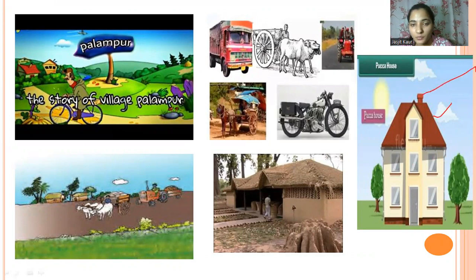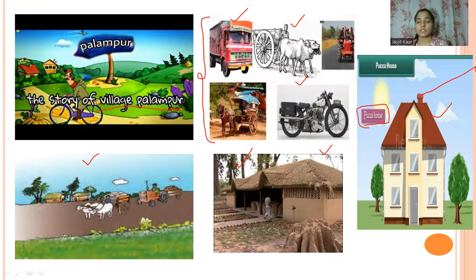If I talk about the pictures, you can see different transportation. We have traditional transportation, that is the bullock cart or tonga, and modern transportation is also there, that is truck and bike. Apart from transportation, we also see different kinds of houses. In this picture we have a pakka house, whereas in this picture we have houses that are made of mud. We can also see agriculture being practiced, and all these features are related to the village Palampur.